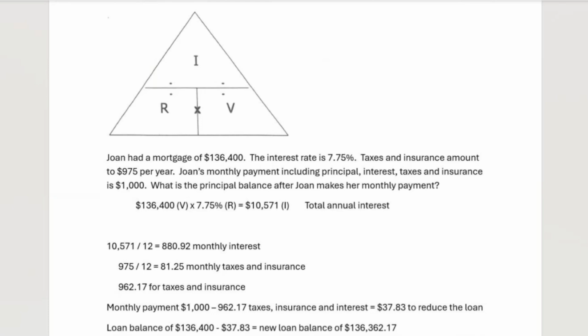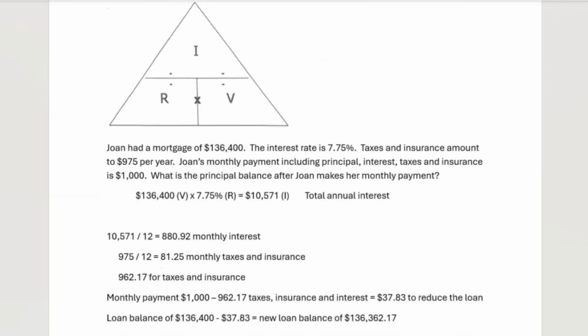She also has taxes and insurance that amount to $975 a year. If we divide that by 12, that comes out to $81.25 a month. So Joan, based on this loan amount, is paying $880.92 in interest and $81.25 for her monthly taxes and insurance. Remember, the components of the mortgage payments are principal, interest, taxes, and insurance. So Joan's paying a total of $962.17 for interest, taxes, and insurance.